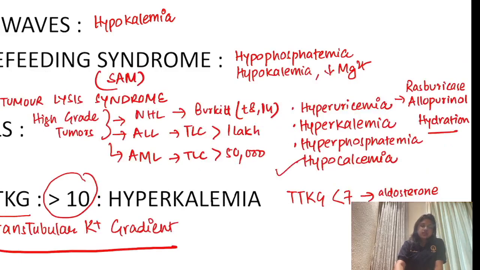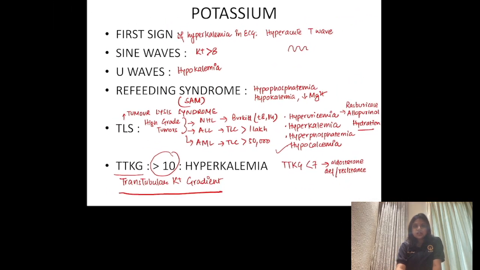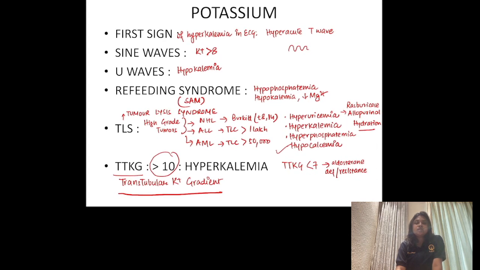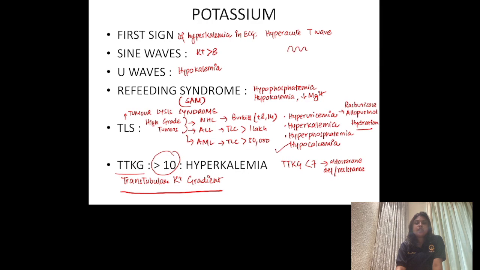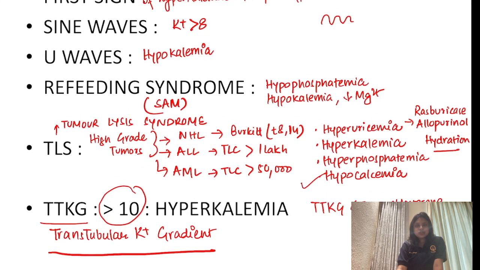So here in the potassium, I would like you to remember about the ECG changes in potassium. Very important question. Mainly the first sign, okay, the sine waves, the U waves, the refeeding syndrome, tumor lysis syndrome, and a very short note on transtubular potassium gradient. Okay, so we did congenital hypothyroidism. We also did about the congenital adrenal hyperplasia, and thirdly we also did about the potassium.